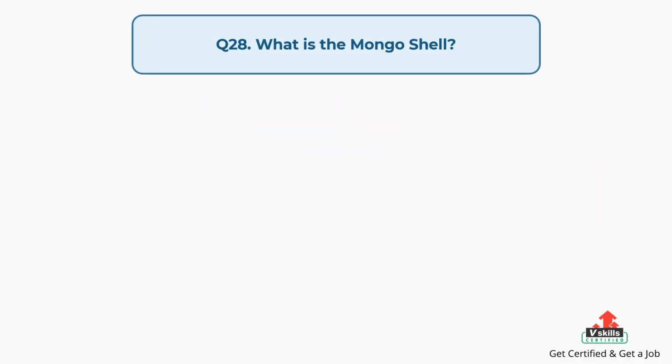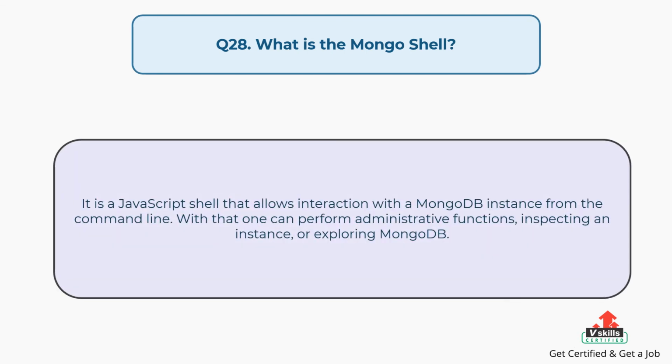Question number 28. What is the Mongo shell? The answer is: it is a JavaScript shell that allows interaction with a MongoDB instance from the command line. With that, one can perform administrative functions, inspecting an instance, or exploring MongoDB.